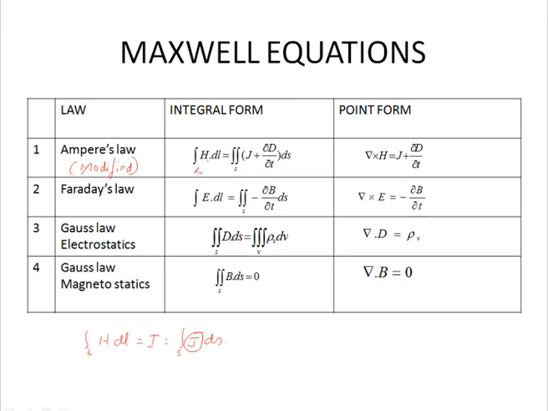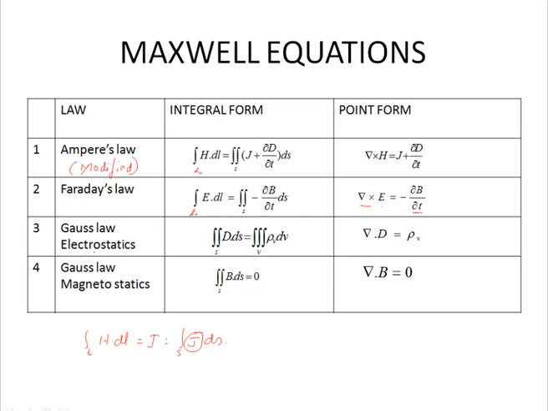So line integral of H dot dl equal to surface integral of J plus dou D by dou t dot ds is the integral form of Ampere's law. In point form, we apply Stokes theorem to this line integral, so we get surface integral of del cross H dot ds. So del cross H equals J plus dou D by dou t. Just before, we studied Faraday's law, that is line integral of E dot dl equal to surface integral of minus dou B by dou t dot ds. Applying Stokes theorem over here, we get surface integral of del cross E. So we can equate del cross E and minus dou B by dou t.